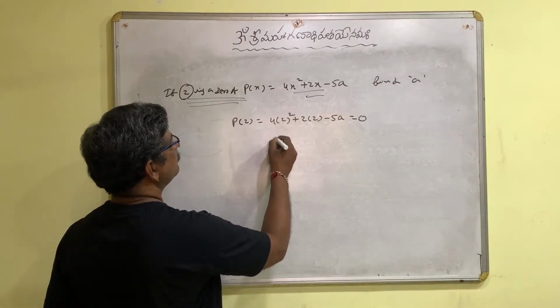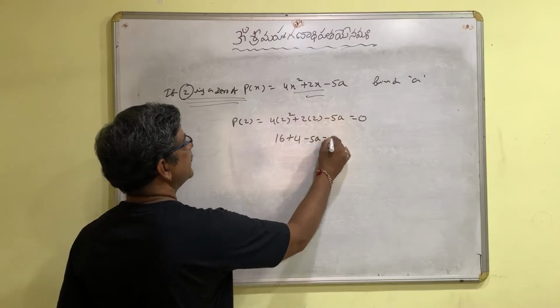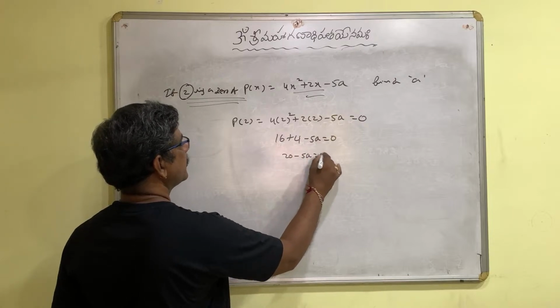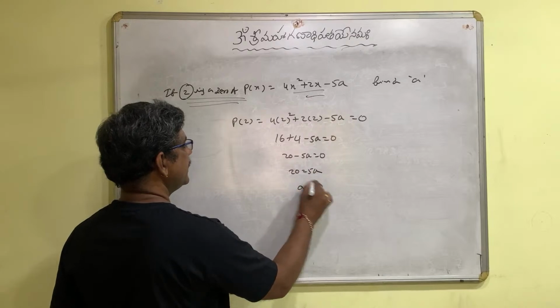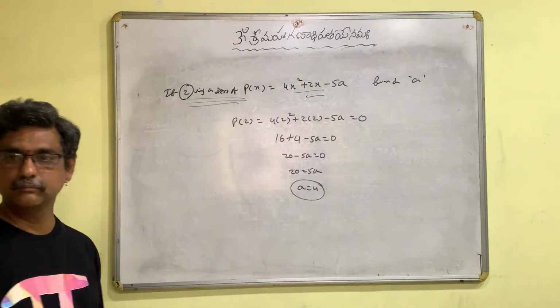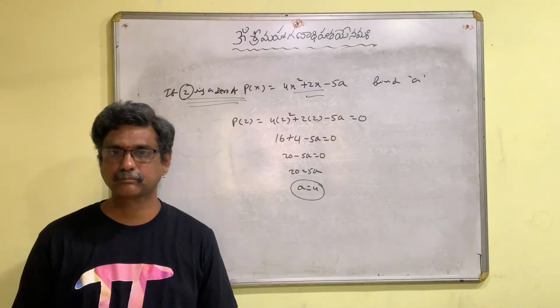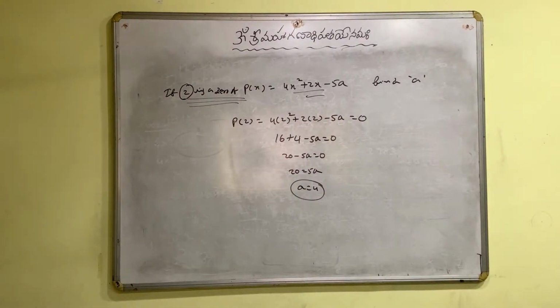2 square is 4, 4 into 4 is 16, plus 4 minus 5a is equal to 0. 20 minus 5a is 0, so 20 is equal to 5a. A is 4. A very, very important model.